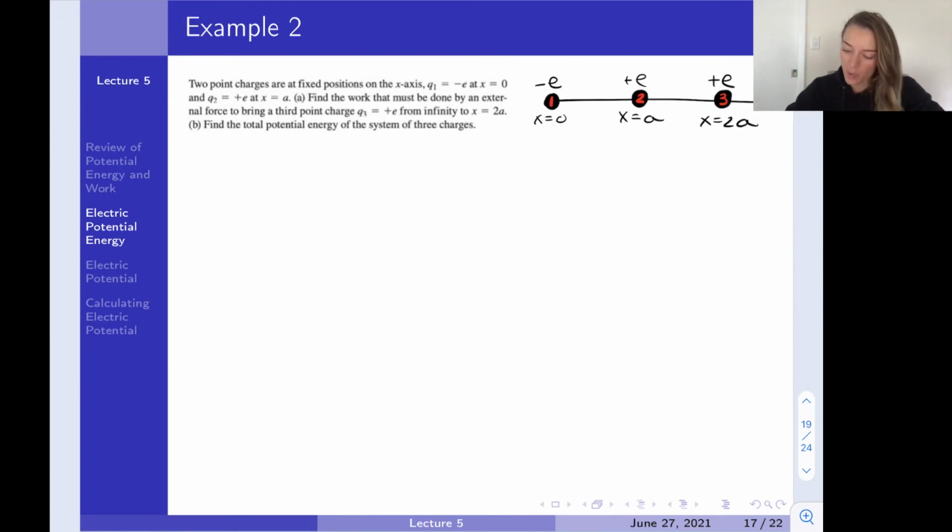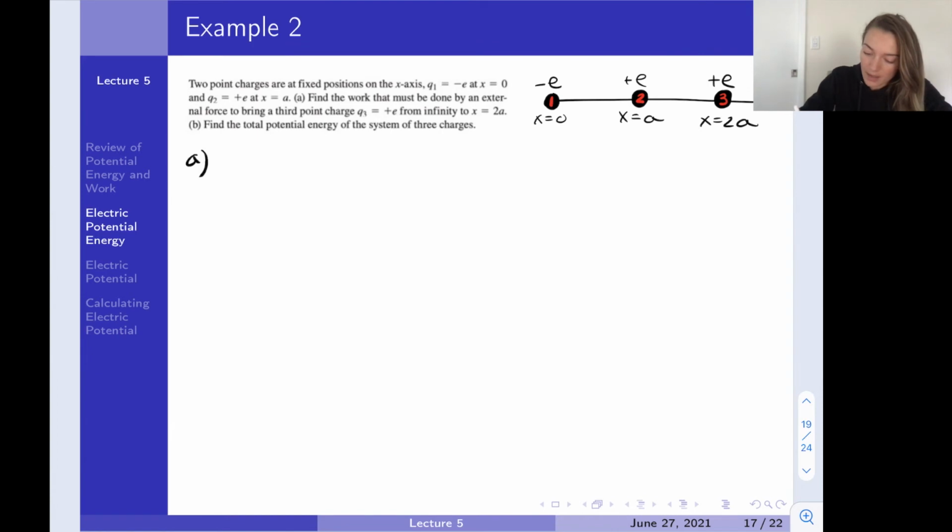Okay, so let's do a simple example with this. All right, so here we have point charges fixed on the x-axis. We have Q1 at x equals 0 with charge negative e. We have charge 2 of positive e fixed at x equal to a. Now we want to find the work that must be done by an external force, so not the electric field, by like me, to bring in a third point charge, Q3, so that's here, of positive e, from infinity to the point x equal to 2a. All right, so how much work do I have to do to assemble that scenario?